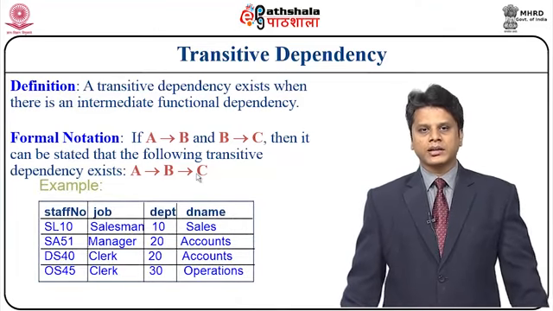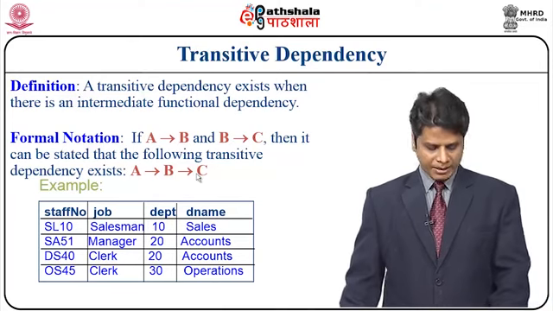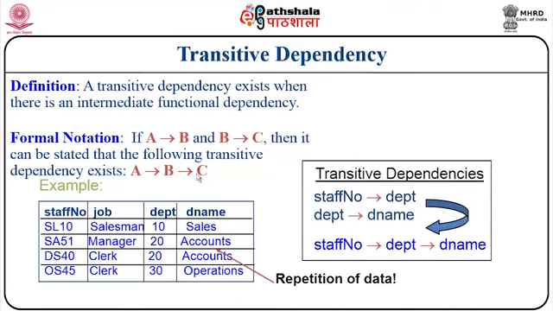Now we will consider a relation: staff number, job, department and department name. So these are the transitive dependencies that exist. If you look at this relation, there seems to be some repetitive information. Let us find out that repetitive information as far as this transitive dependency is concerned. Department is functionally dependent on staff number. Department name is functionally dependent on department. So this has been highlighted.